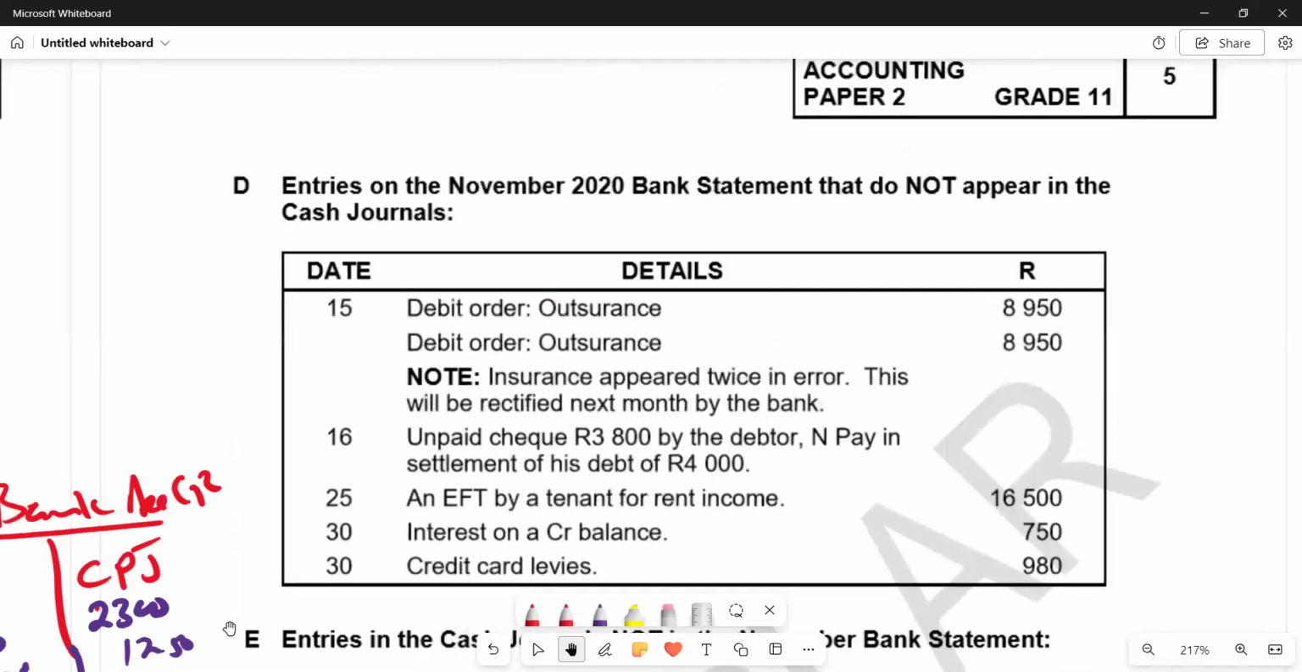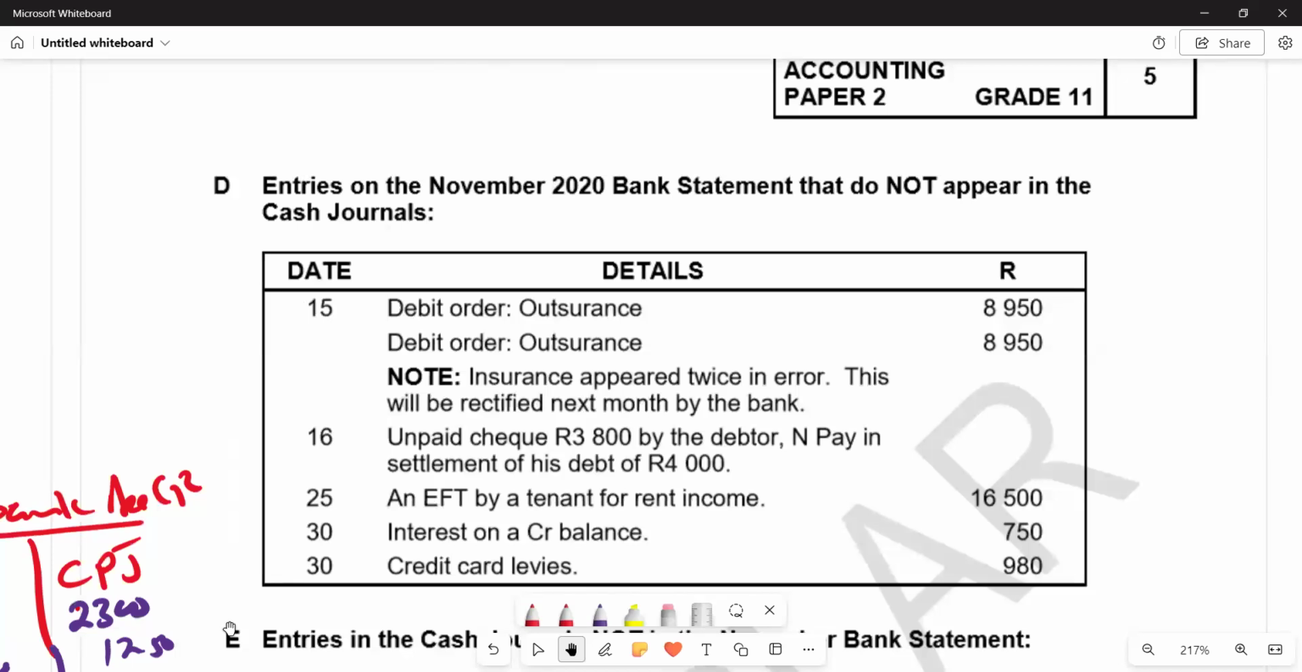Right. These ones are saying entries on November 2020 bank statement that do not appear in the cash journals. So we are saying these are entries that are on the bank statement that we cannot see in the ledger, or be it in the journals. But we can only get to know about these transactions when we get hold of the bank statement. So these are the transactions that are being listed there.